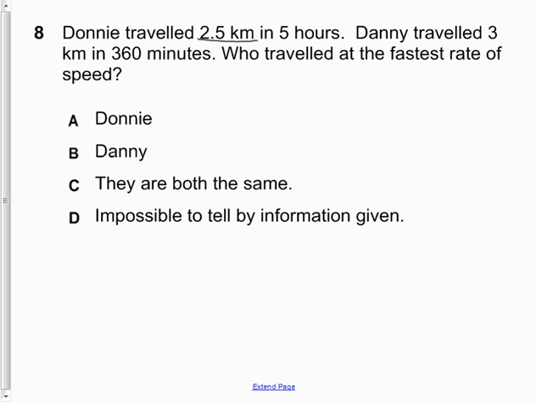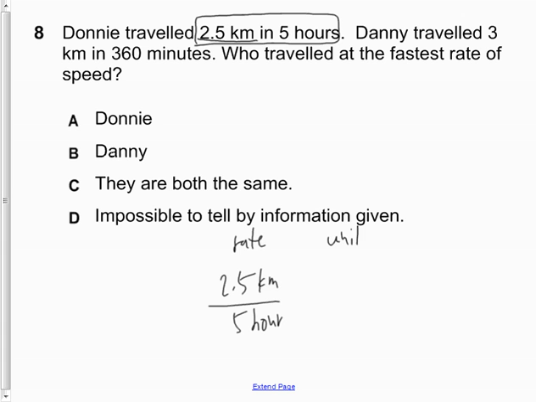But what we're going to do is create the actual unit rate in kilometers per hour. Okay? So Donnie was going 2.5 kilometers in 5 hours, which is his rate of speed. And the unit rate would be per 1 hour, or per hour, divide by 5. He's going a half a kilometer per hour. Okay? Danny, on the other hand, this is Donnie.